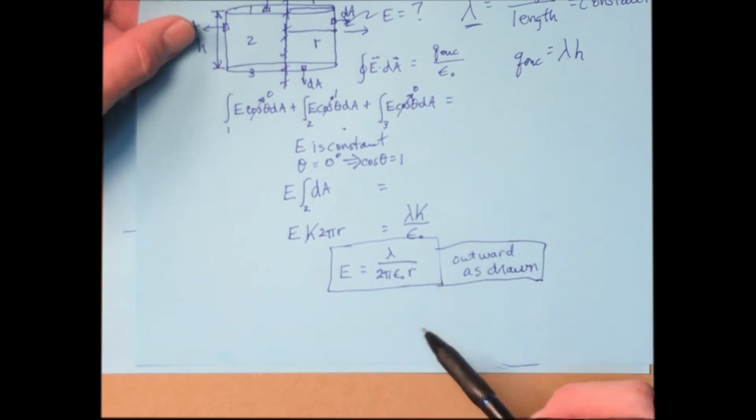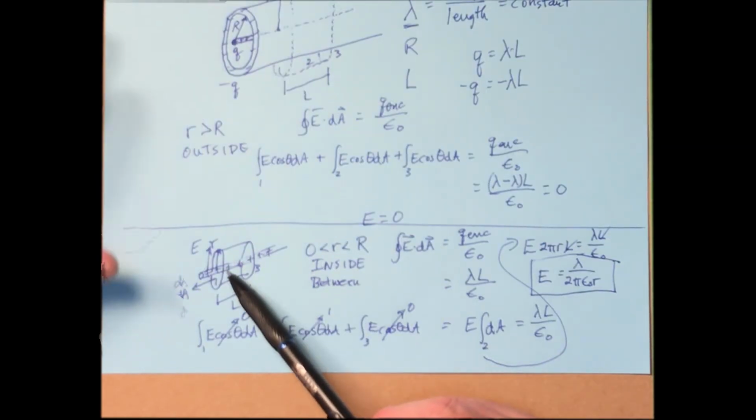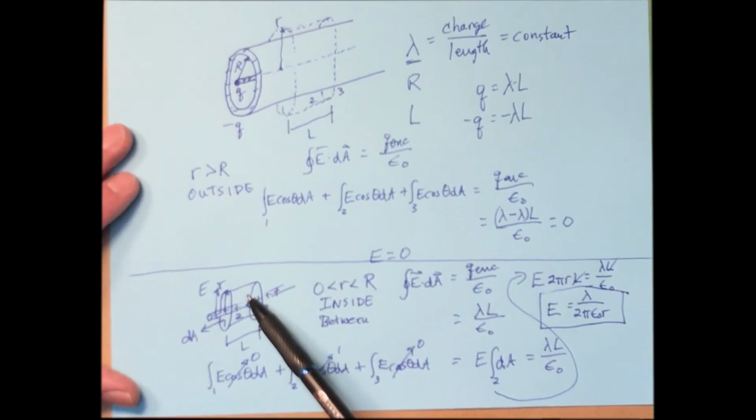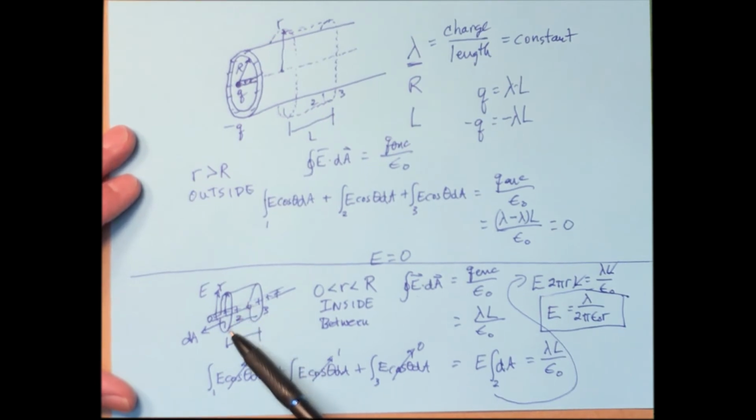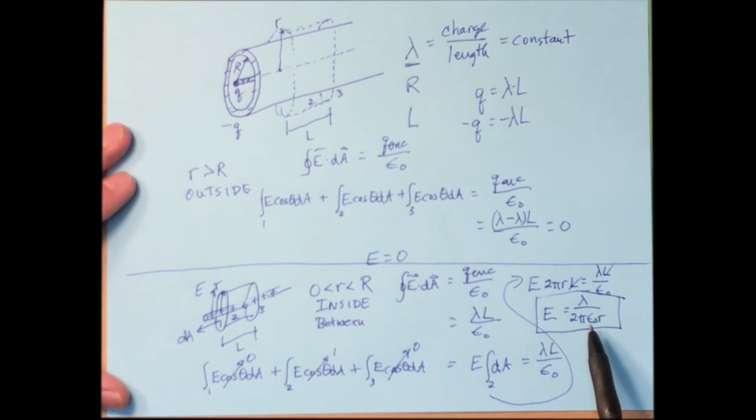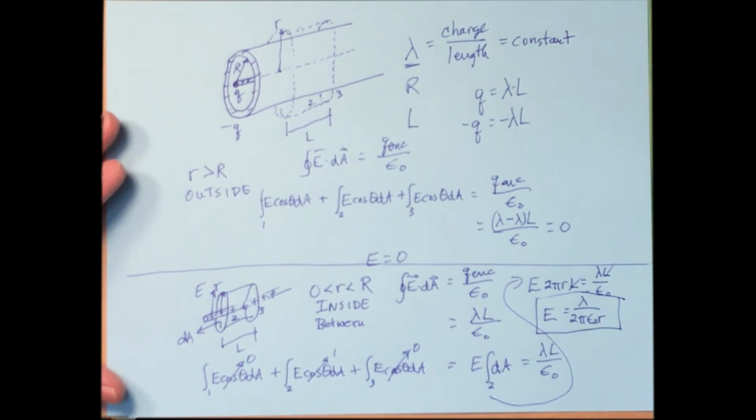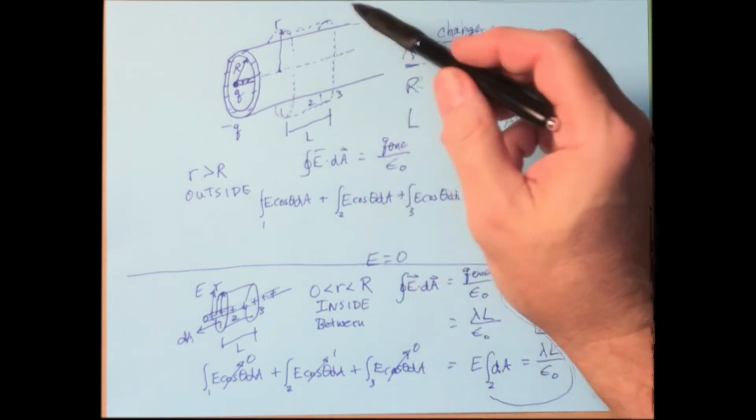You notice nothing on the outside matters for Gauss's law. Nothing on the outside of the Gaussian surface matters. What matters is what's on the inside of the Gaussian surface, and that is just a line of charge. So there we have equations that describe the electric field at all points.